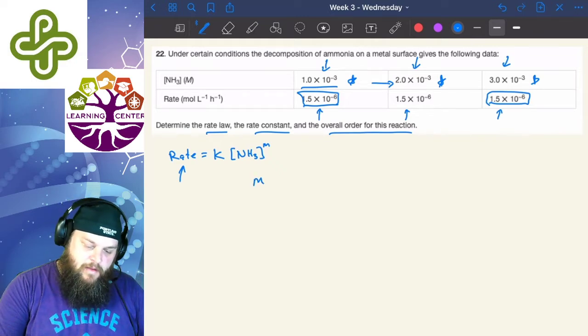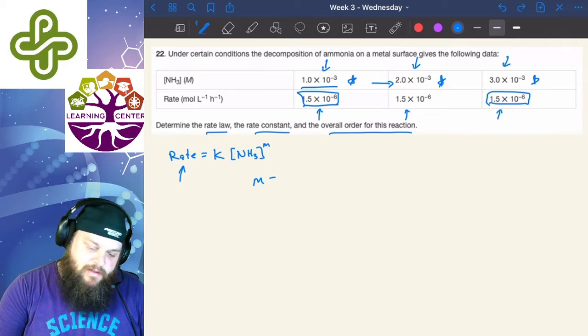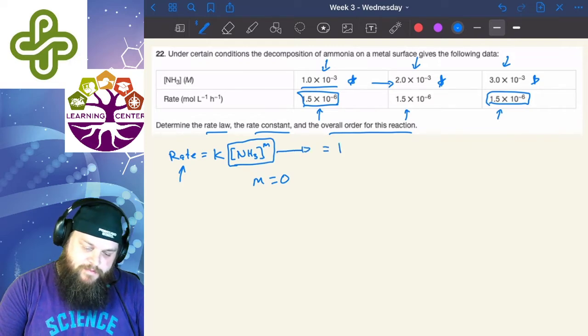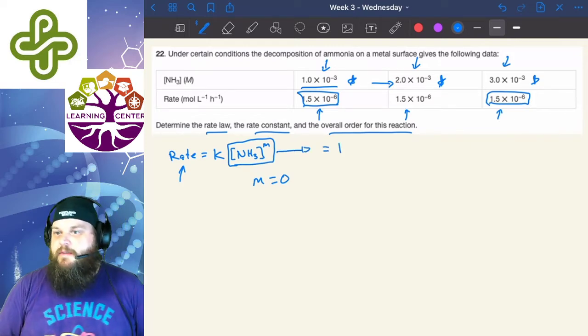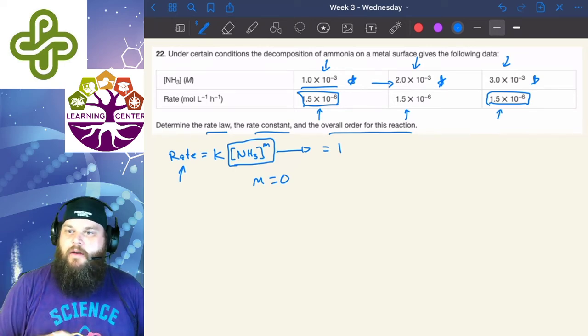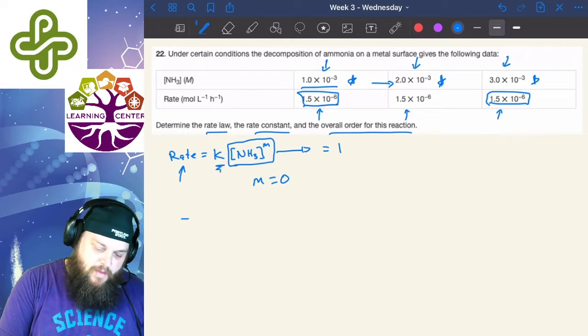So here m is equal to 1. I'm sorry, not 1. M equals 0. Because this concentration factor all has to equal 1. And the only way to do that is when m is equal to 0. So any concentration of ammonia brought to the 0th power is going to give you an answer of 1, or the rate is going to equal k. So in this case, we have a 0th order.